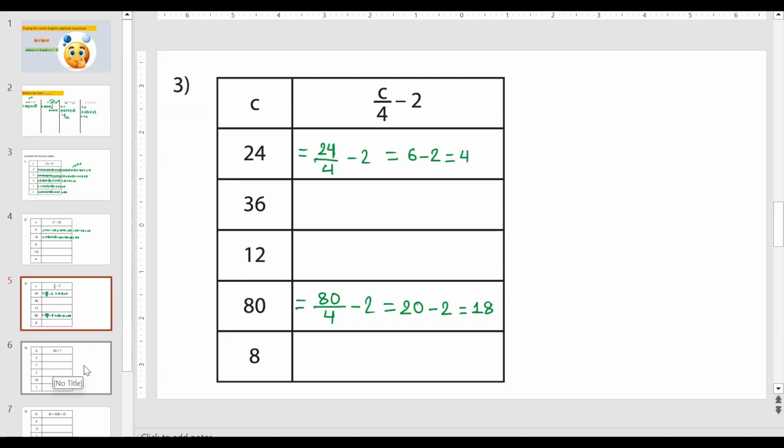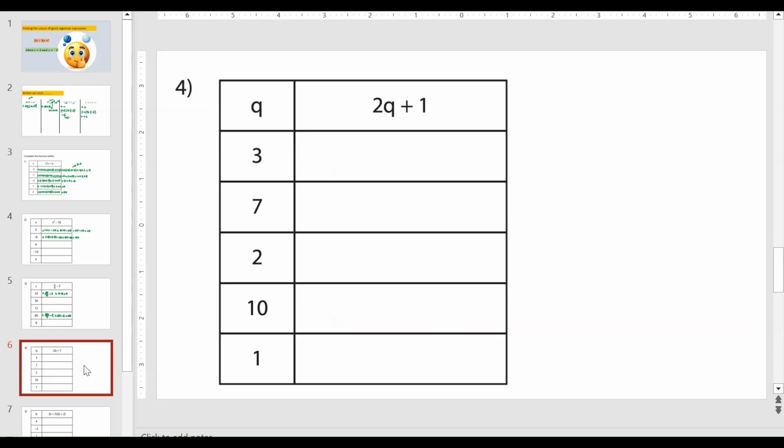Let's go to question number 4 now. Our expression is 2q plus 1, and q is our variable. Our given values for q are 3, 7, 2, 10 and 1. So let me start with the second one, 7. 2q means 2 times q.